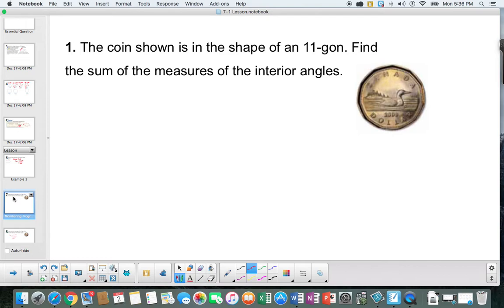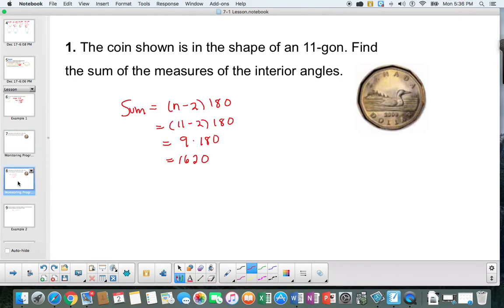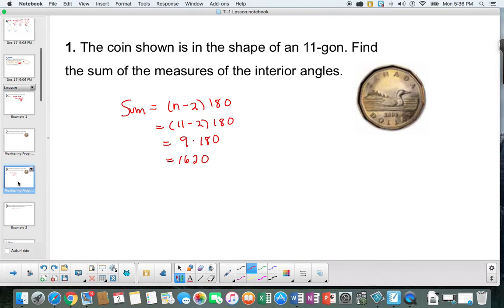Okay, I'd like you to try it with this 11-gon. Stop the screencast and see if you can accomplish this. And here's the answer. I wrote down the formula, I substituted 11 in for n, and then multiplied it out.